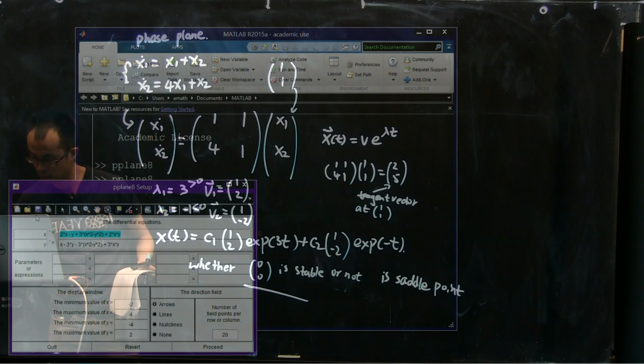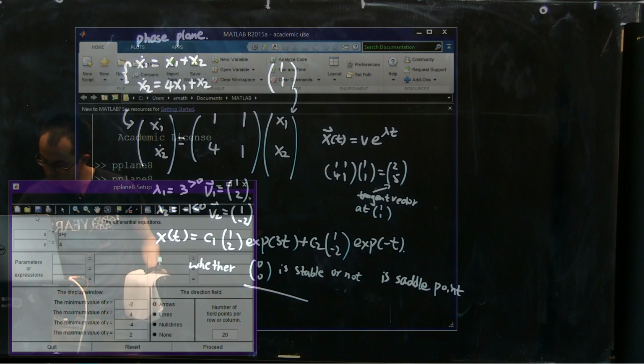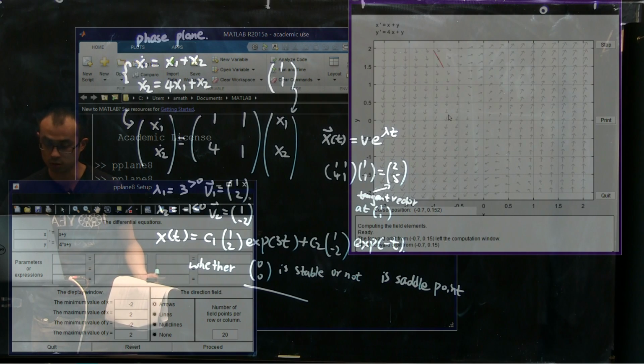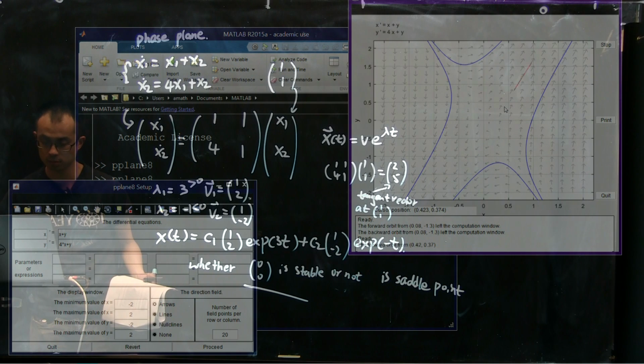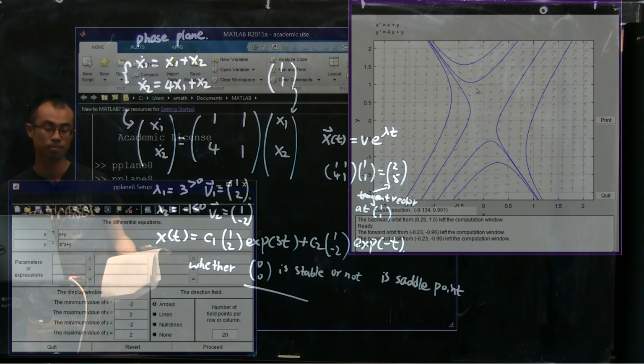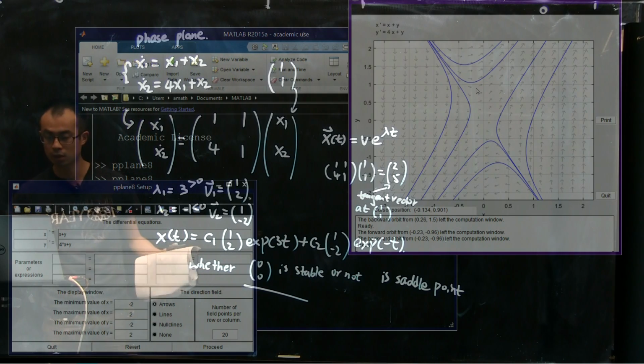sorry about that, I just accidentally closed that. But let me just do it again. I'm going to put it in the same domain. Okay, so this is the graph. So let's just plot several solutions out. Okay, so these are the solutions.